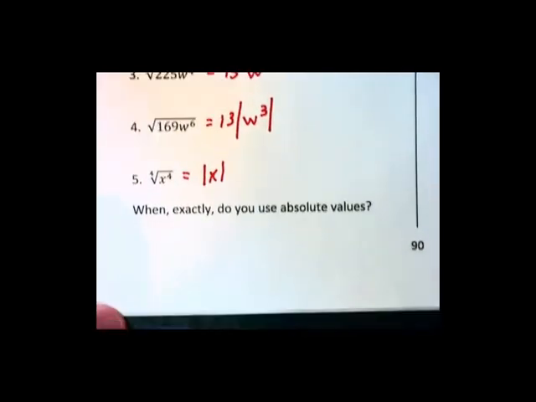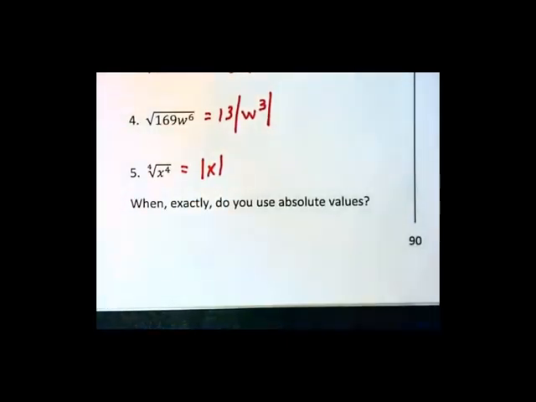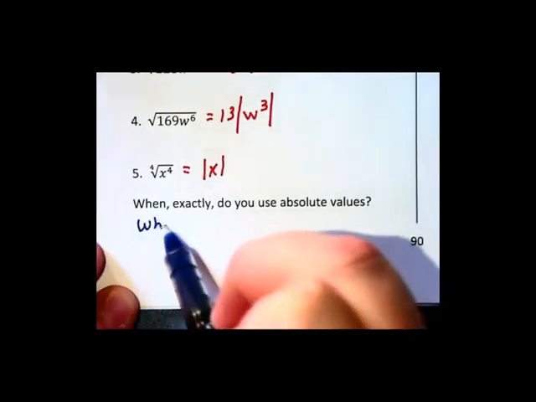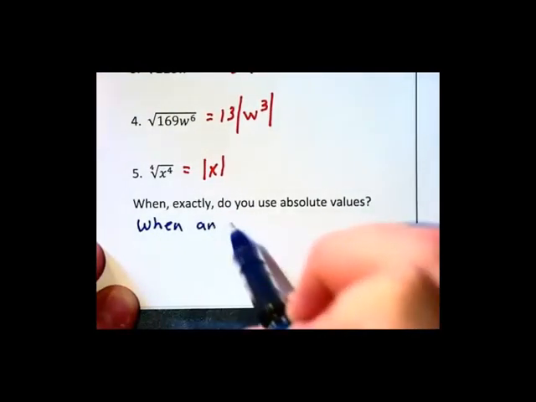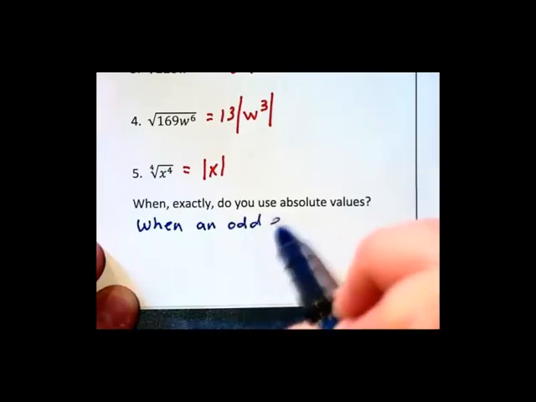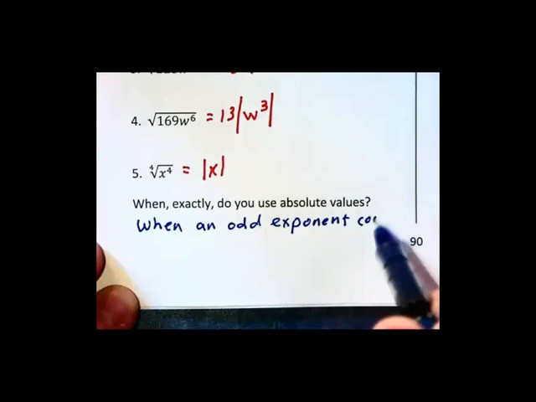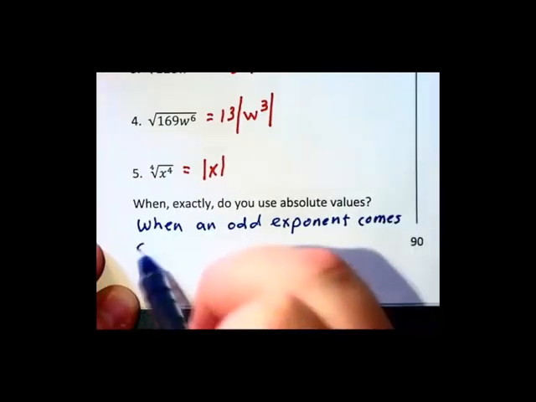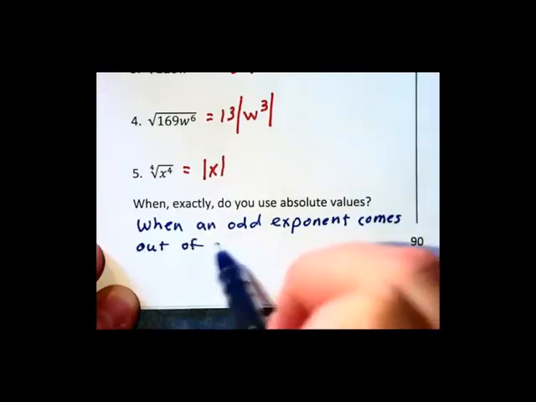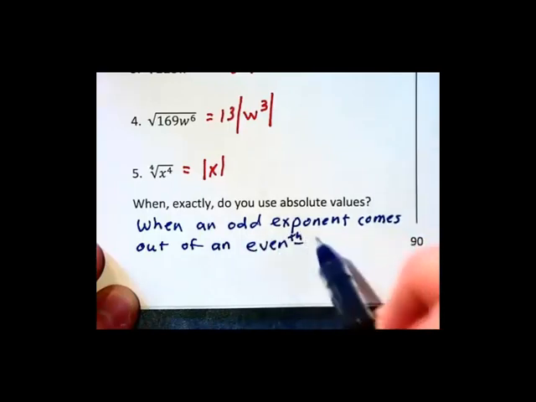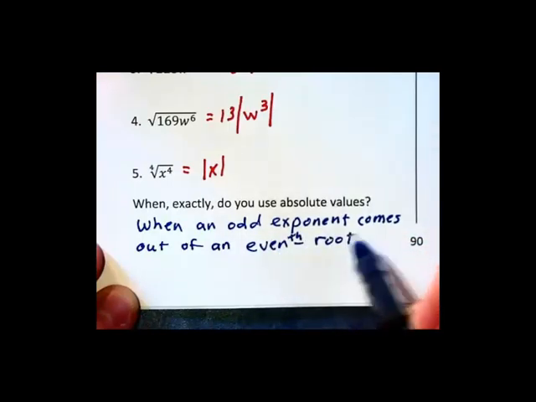So the question you then ask is, when exactly do you use absolute values? And I'm going to give you a very specific rule. It's going to be when an odd exponent comes out of an eventh root. Now, by an eventh root, I mean an even indexed radical.